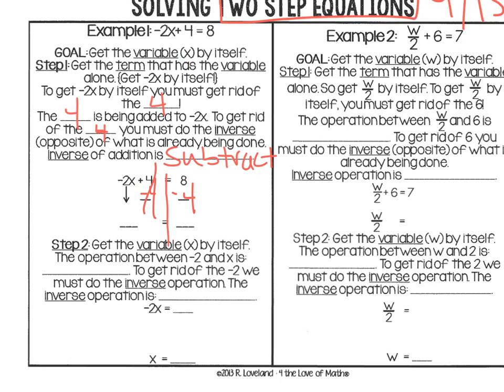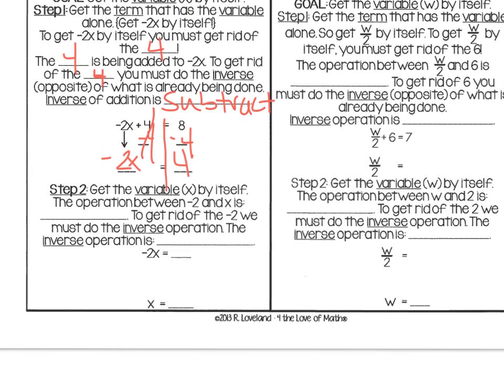Okay? And then if you look right here, it shows negative 2x, bringing it straight down. And that's exactly what we're going to do. We're going to bring this straight down. Okay? And then 8 minus 4 equals 4. Now that's just the first step. And now we're going to go ahead and talk about step 2. Okay, so step 2 says get the variable x by itself. The operation between negative 2 and x is what?